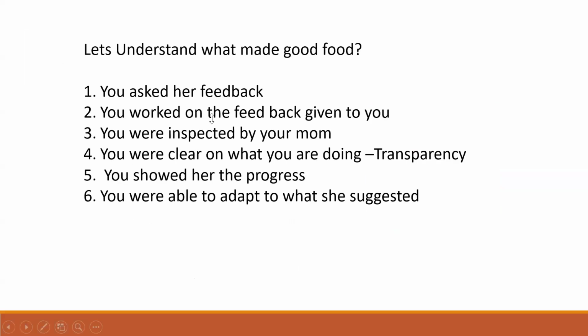And so what actually made the food good over there? You asked for the feedback. That's one thing. You worked on the feedback. Good. First of all, you asked for the feedback, that's a good thing, and she gave you the feedback. But if you didn't work on that particular feedback, if you didn't add the salt or any spices, probably that would even result in a worse dish.